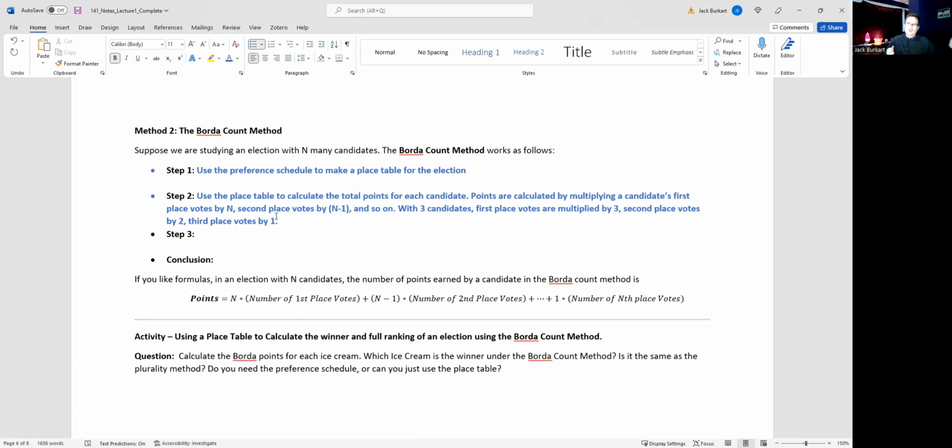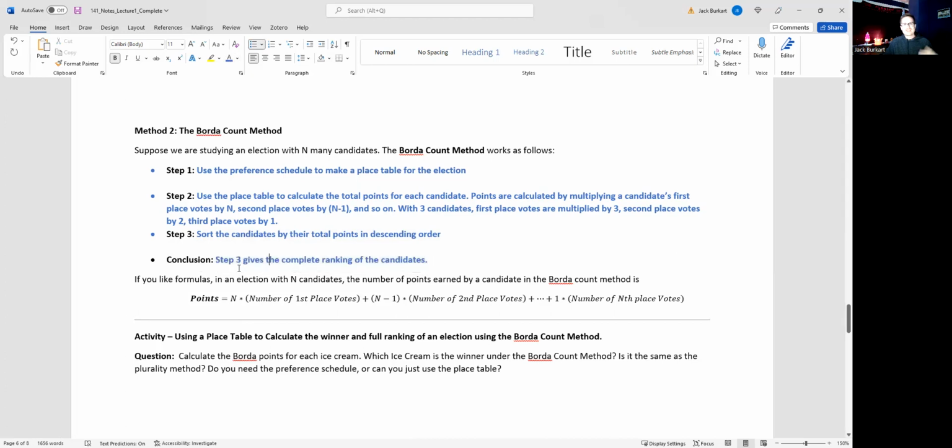So the Borda count method is going to weight the first place votes higher than the last place votes. We want to give the most weight to first place votes and the least amount of weight to last place votes. Once we do that procedure, which is easiest to learn by an example, we sum up each candidate's points, so each candidate gets a total amount of points. Then we sort the candidates by their total points in decreasing order.